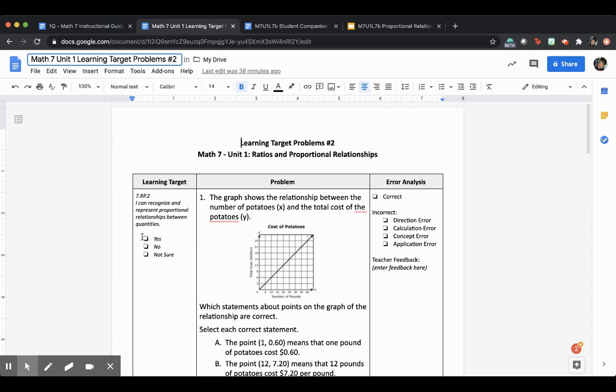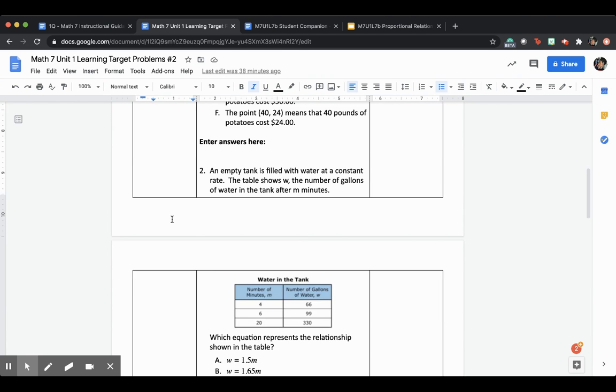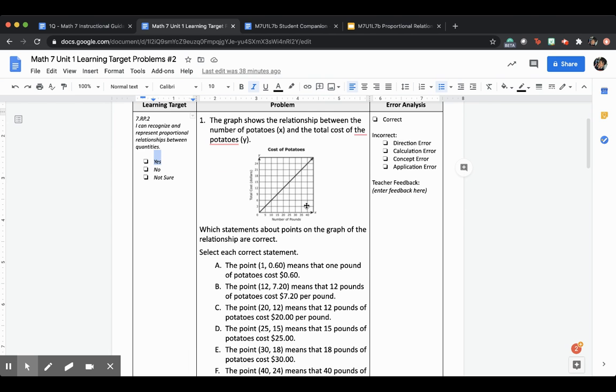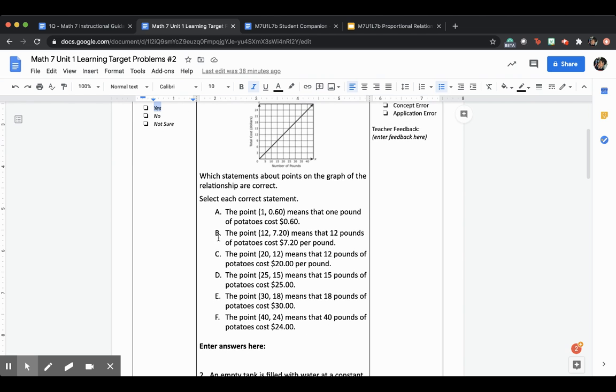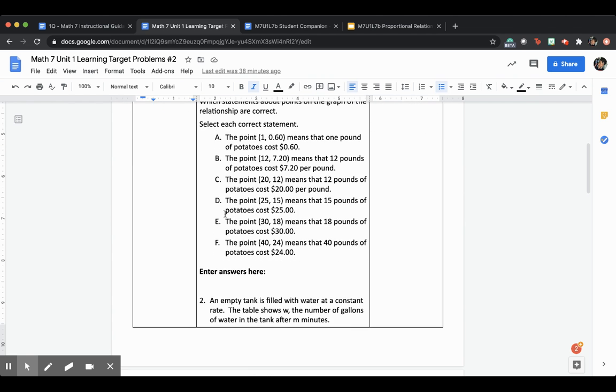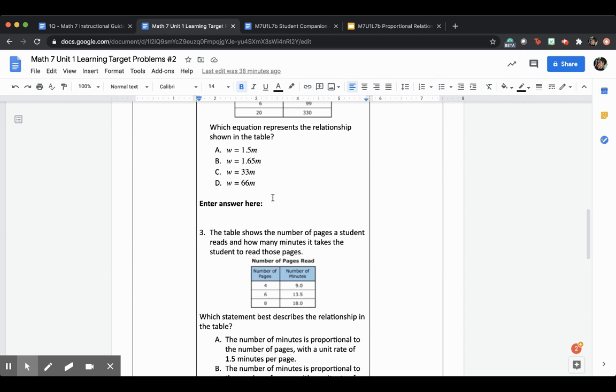So really quickly, the learning target is the student friendly language, and you just have to tell us whether or not you can highlight this and mark it or however you want to do, and just say whether or not you can recognize and represent proportional relationships. If you can, you're going to say yes. If you don't really know how to do this still, you're going to say no. And if you're not sure, you're going to mark not sure. And you're going to do that for the first column. And then you're going to answer the second column where the problems are. And then you're just going to read the problem and then choose what your best answer is, whether it's A, B, C, D, E, or F, and then enter your answer here. And then do the same for problems 2, 3, and 4.